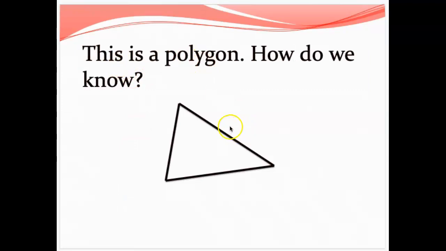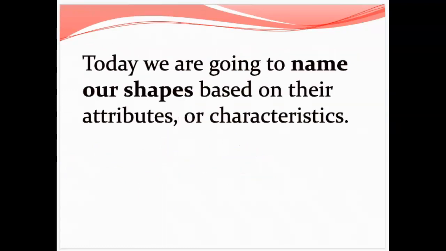This is a polygon now. We added a 3rd side, so now the shape is closed and it has 3 sides and all the sides are straight. Today we are going to name our shapes based on their attributes or characteristics. So we're talking about the number of sides they have and the number of angles they have.